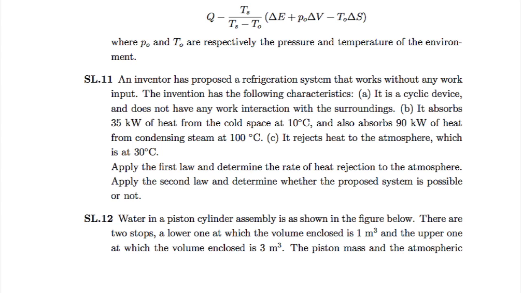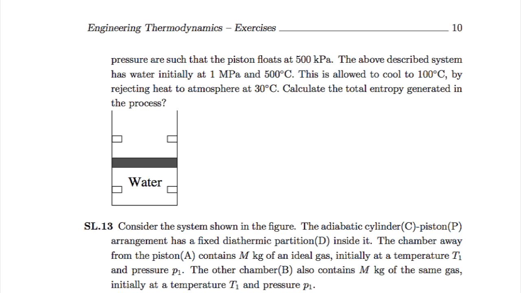So, we have a cylinder piston assembly in which there are two stops. When the piston is at the upper stop, it is 3 m³. When the piston is at the lower stop, it is 1 m³. That means the system volume will always be between 1 m³ and 3 m³. It cannot go outside this range. The second one is the piston mass and atmospheric pressure are such that the piston floats at 500 kilopascal. That means when the system pressure is 500 kilopascal, the volume is ready to change and adjust itself to an appropriate value between 1 m³ and 3 m³, and remember that pressure is 500 kilopascal.